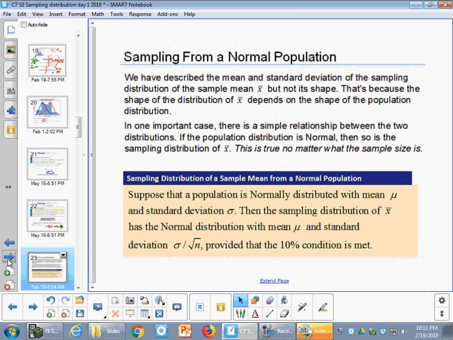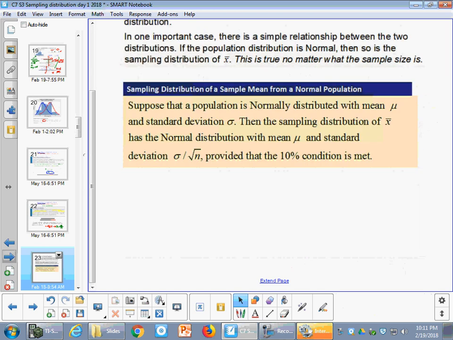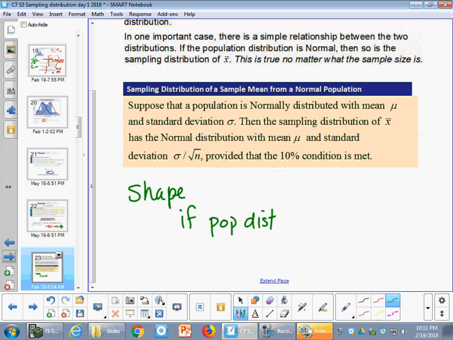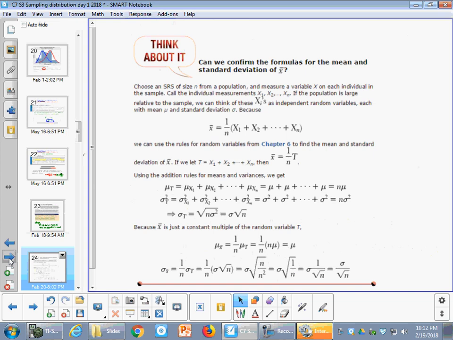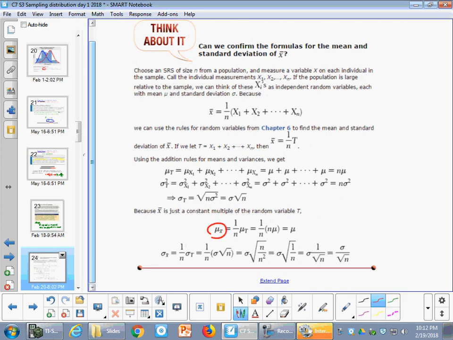And that's what this page is telling us. This page right here is also telling us that for the shape distribution, if the population distribution is approximately normal, then the sampling distribution is also approximately normal. So a normal population produces a normal sampling distribution, and that is always going to happen, and there's nothing we have to do to check. Just look at the prompt to see if it tells us about that. So this is the page that proves that mu x bar is going to equal mu, and that sigma x bar is going to equal sigma divided by the square root of n, and I will discuss that when I get back.